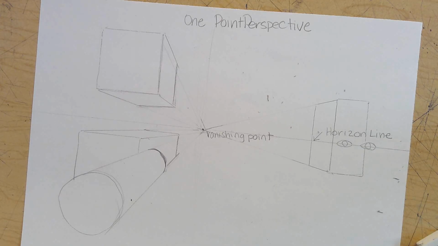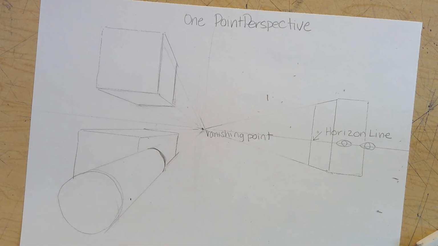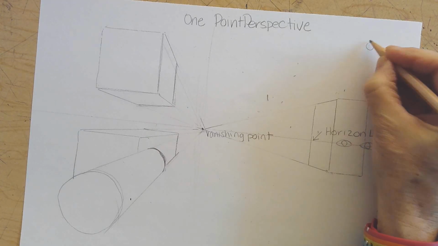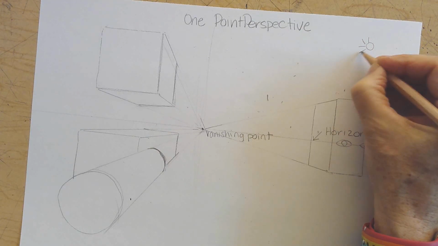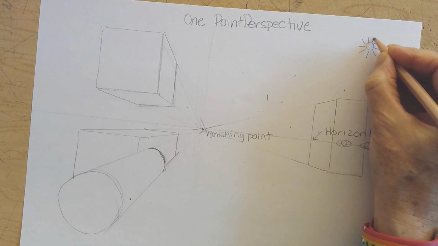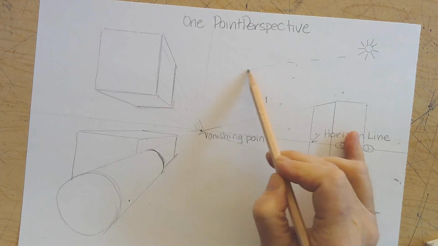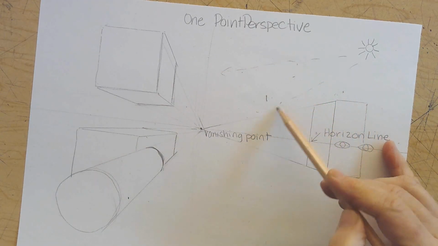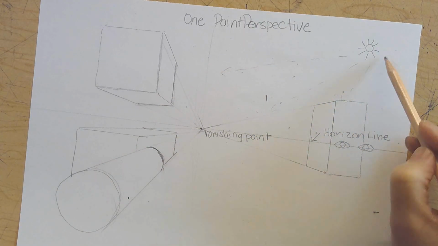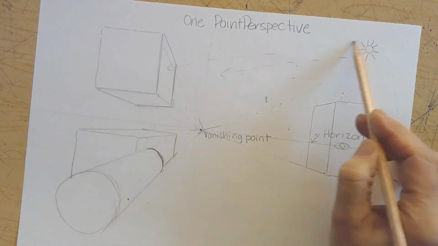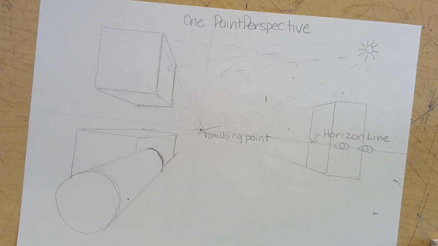The last thing to think about when you're drawing in 1-point perspective, we have layering, but we also have value. Imagine this is your light source. I'm going to draw a little sun, even though I don't really draw a sun in real life. This is just to show you the light source. The light comes out from all directions from the light source, but it hits the plane of each shape in a different way.